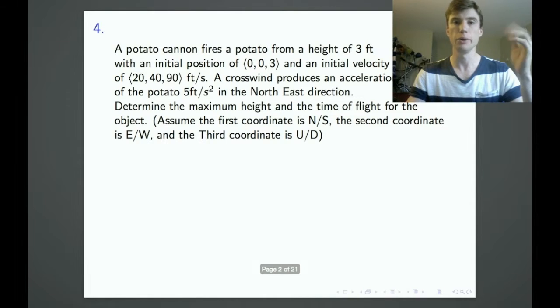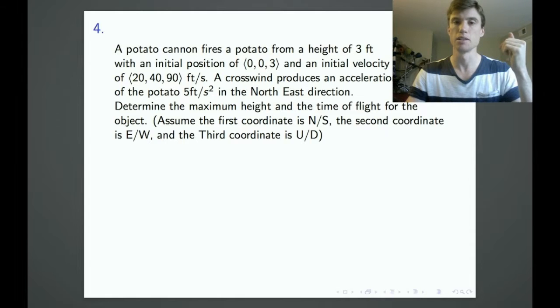Today we will look at problem 4 from the 12.7 handout. We consider a potato cannon, which fires a potato from a height of 3 feet with an initial position of 0, 0, 3, an initial velocity of 20, 40, 90, and a crosswind producing acceleration of 5 feet per second squared in the northeast direction.